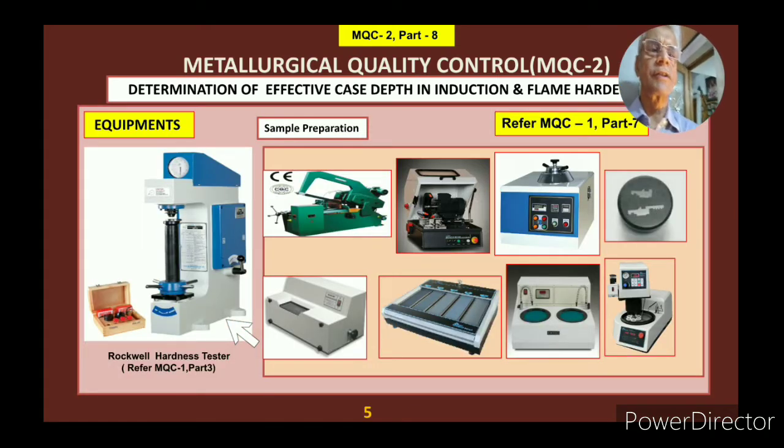Okay, go further. So equipments. For this there is a sample preparation stage. In sample preparation we use all these instruments which have been explained earlier in MQC-1 part 7, if you want to know the detail about these things. And Rockwell hardness testing here I have used. This also, if you want to go through in detail, you can refer MQC-1 part 3. So all these instruments are being used for testing of this effective case depth.